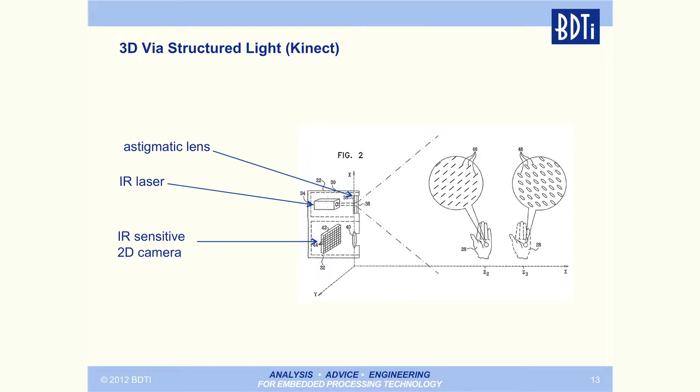Oh, and there's my astigmatic lens. Now, some of the problems with this structured light technology: like I said, it requires a projector, so it needs its own light source. It doesn't work out in direct sunlight. Direct sunlight pretty much kills this thing.